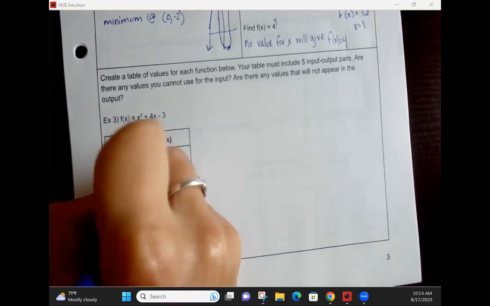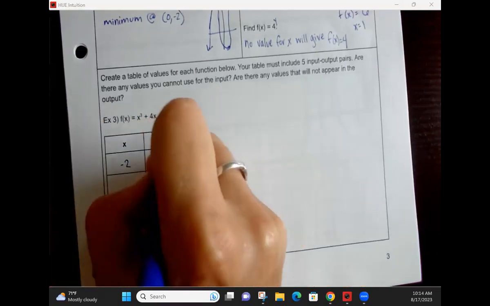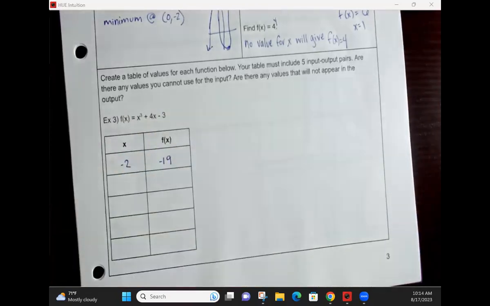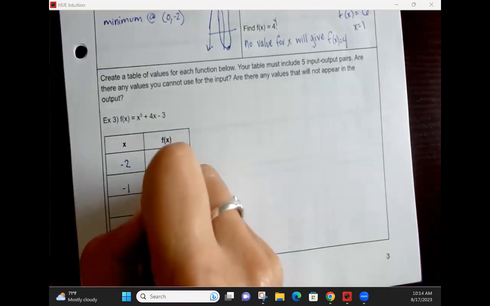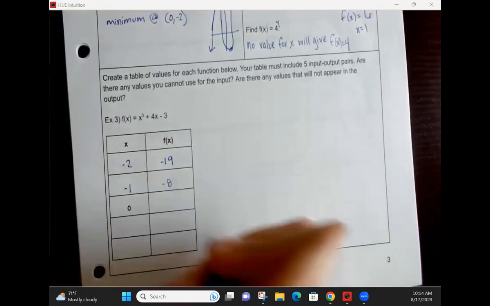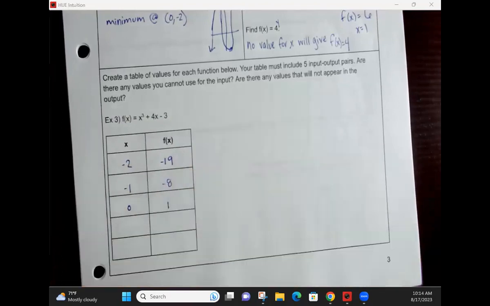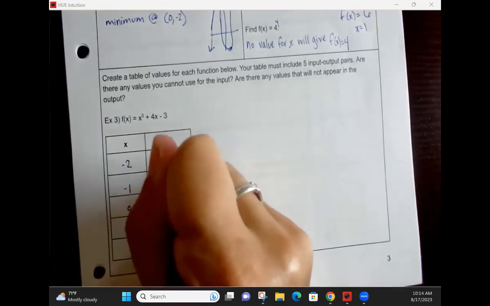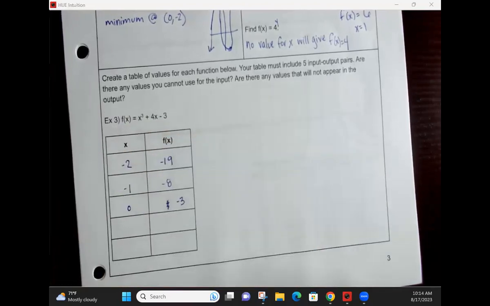If you plugged in -2, you should have gotten -19. That look good? Okay. -1, did you get -8? Cool. 0, you get 1. Thank you. I was waiting for somebody to say no. What should I get for -3? There we go. Just making sure you're paying attention.